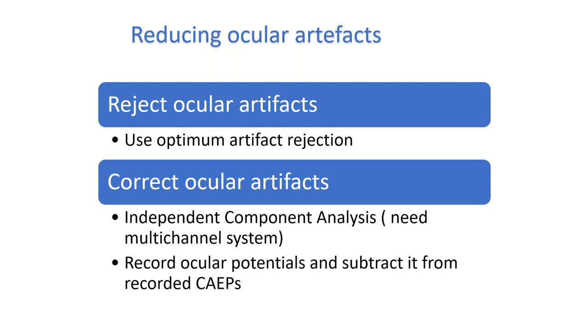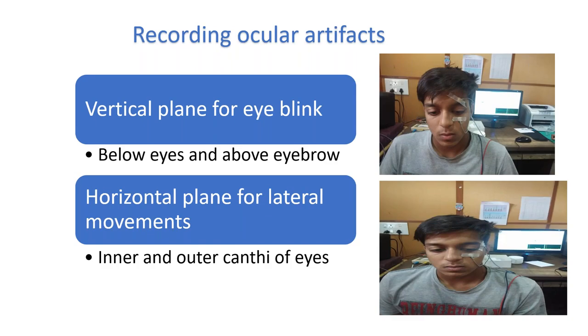Now how I record these ocular potentials will again depend on which potentials I'm looking into. That is, is it the eye blink or is it the lateral movement? Ideally, I should be doing both. To record both, I will again require one more channel, so I'll require three channels. If I have only two channels, then most often my choice would be the eye blink, because the lateral movements do not cause as much artifact as the eye blink.